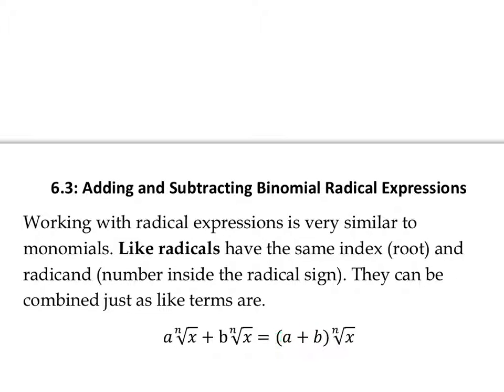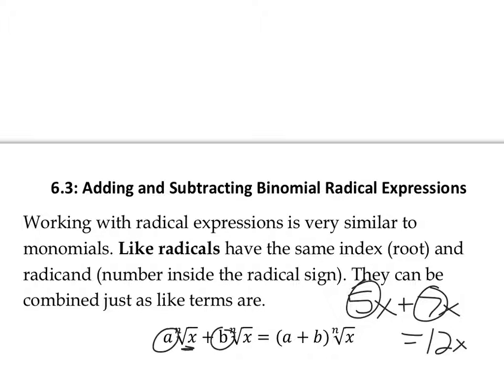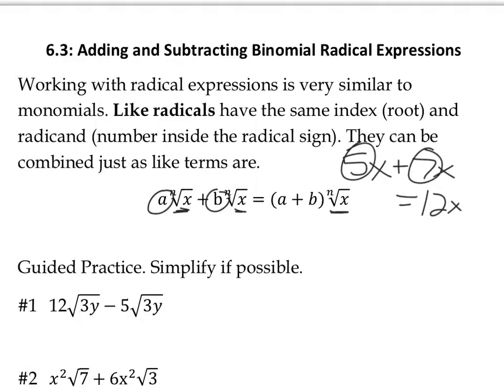Just like if we had 5x plus 7x, we could add those together and we'd get 12x. We add the 5 and the 7 together and the x stays the same. So here we'd add the a and the b together, and the radical part stays the same in our like radicals. So let's see some examples of what this looks like.